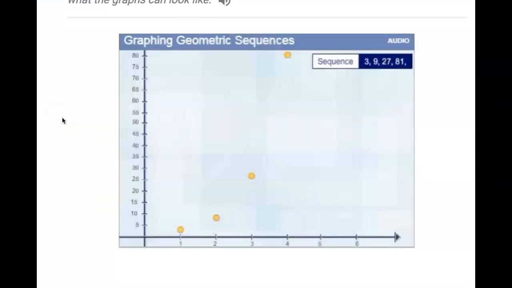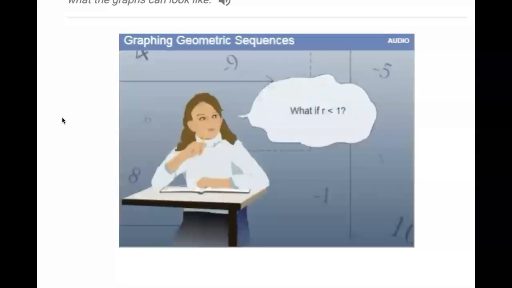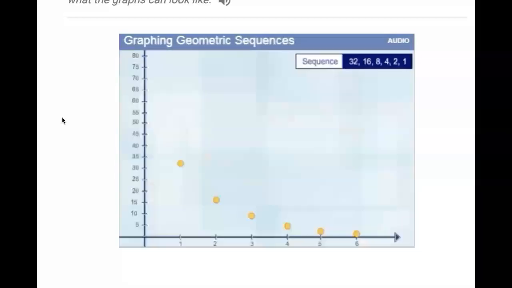Just as the graph of any arithmetic sequence is a series of disconnected points that follow a straight line, the graph of a geometric sequence will follow the path of any exponential function. For example, the graph of the sequence in the first example will look like this. In this sequence, r is greater than 1, and the graph is similar to that of a function that shows exponential growth. What shape do you think the graph of a geometric sequence will have if r is less than 1? In this geometric sequence, r equals 1/2, and the graph is similar to that of a function that shows exponential decay.